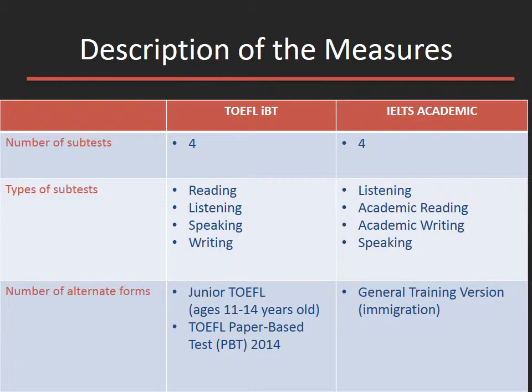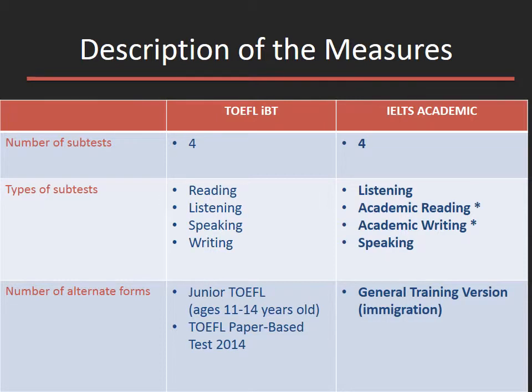Let's take a look at the format, structure, and layout of the two measures. The TOEFL IBT includes 4 subtests. The subtests include reading, listening, speaking, and writing. There are a number of alternate forms of the TOEFL IBT, including the Junior TOEFL, which is ages 11 to 14 years old, as well as the TOEFL PBT, or paper-based test, with its most current version being the 2014.